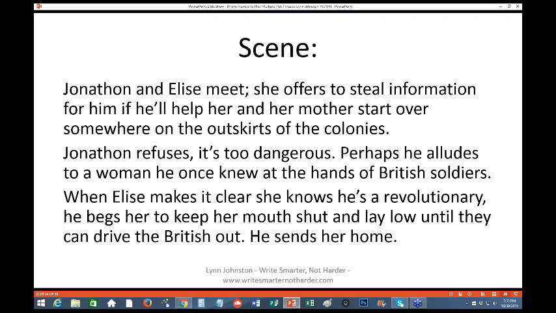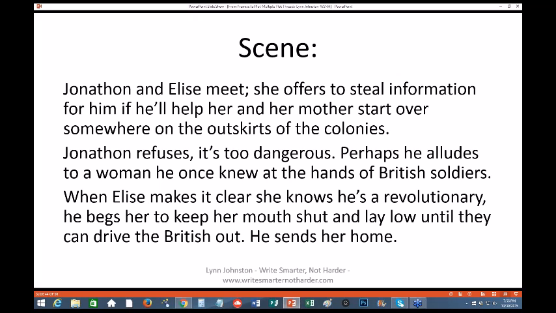Okay, so another scene falls out of those inciting incidents that we talked about, because Jonathan and Elise actually have to meet. She's going to have to make the offer: I will steal information for you if you'll help smuggle my mother and me out of the colonies to some place that Rutherford can't find us. And Jonathan's going to refuse, because remember, he's got that trauma. It's way too dangerous. He might allude to that woman he used to love, or he might just think of her. And if we're writing in his point of view, we can have a little flashback to his memory if we want.